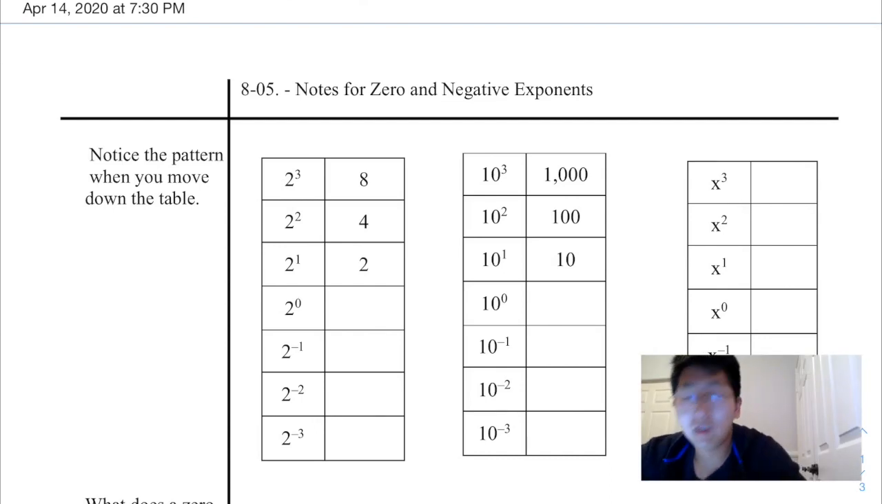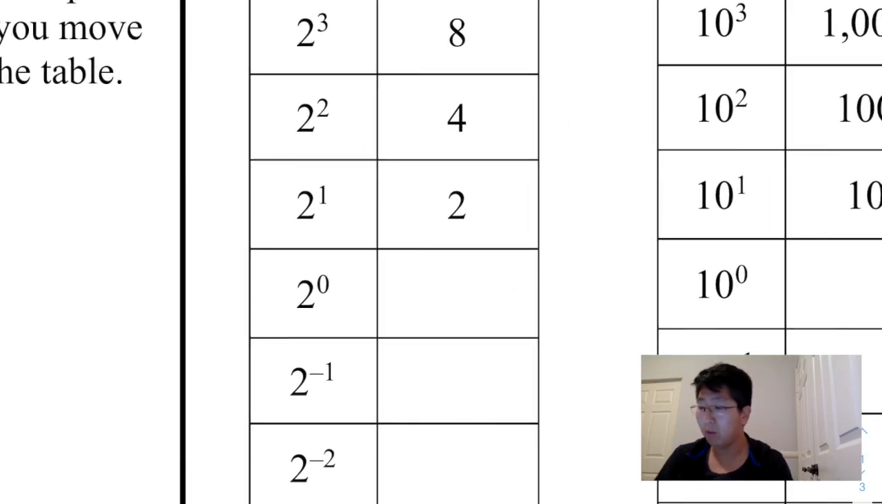So this is the notes for zero and negative exponents. We're going to be spending 2 days on this, so here are the first day's notes. Right here we have a couple of patterns I want you to look at, the different tables. There are 3 of them. Let's take a look at this first one.